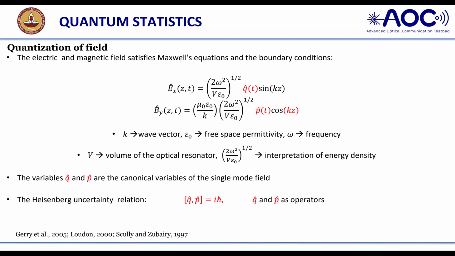So in the case of quantum mechanics, I am giving the very concise result here. The electric field is directly proportional to Q(t). Similarly, the magnetic field is directly related to P(t). The variables Q and P are canonical variables of a single mode field. Single mode means single frequency. Here the uncertainty principle lies: the commutation relation of Q and P equals i h bar. This is very, very important.